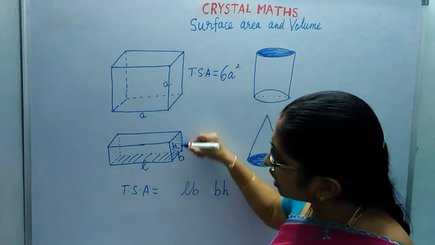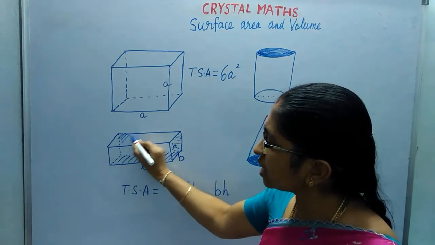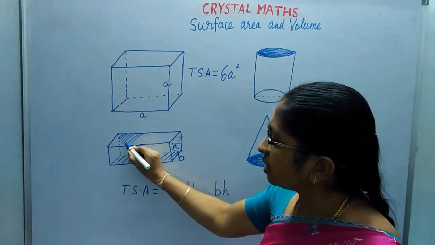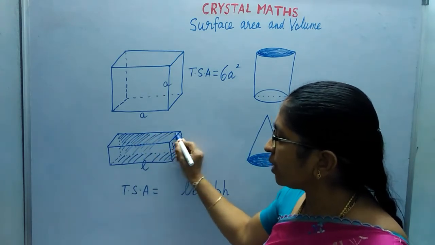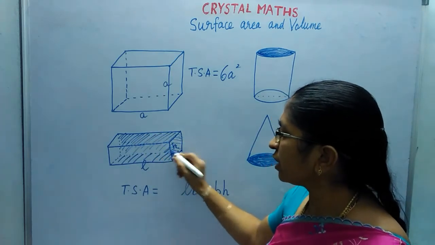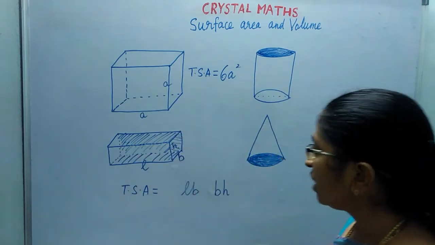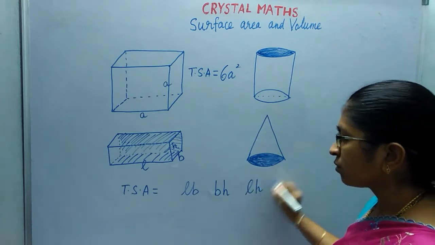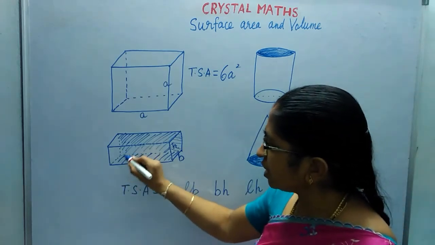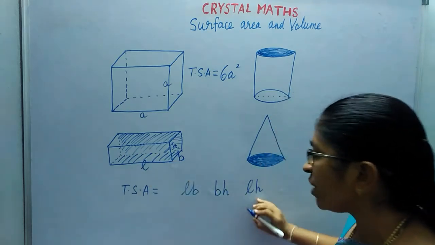What might be the area of the portion which is behind this one? This is nothing but L into H. So we have LB, BH and LH. Okay, LB I mentioned.